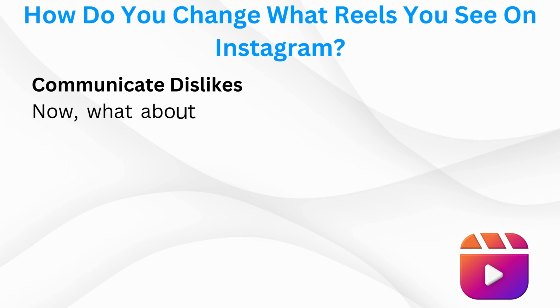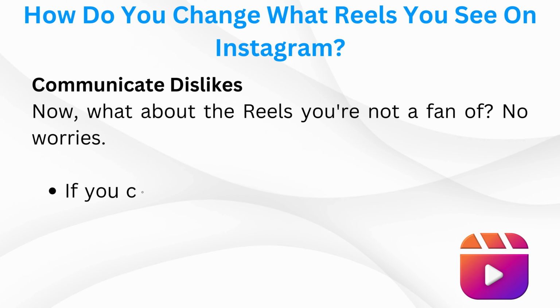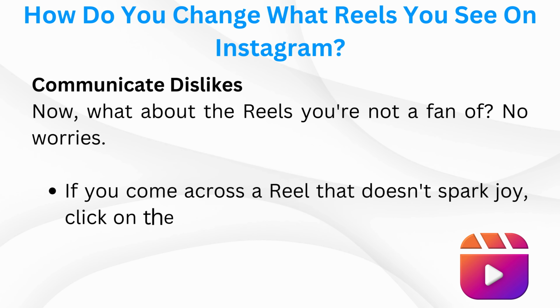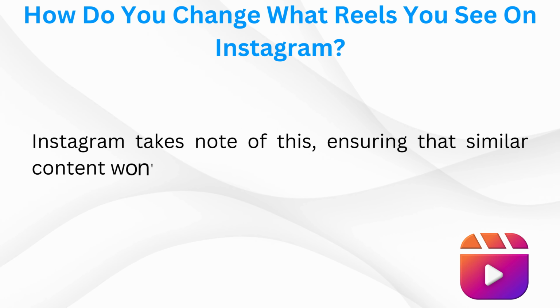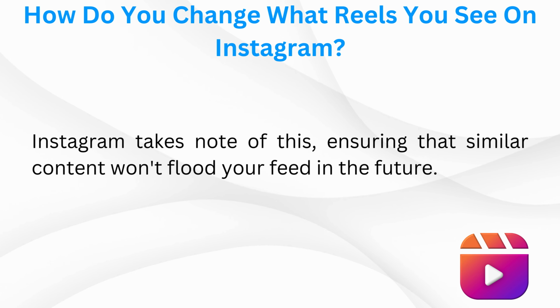2. Communicate dislikes. Now, what about the reels you're not a fan of? No worries. If you come across a reel that doesn't spark joy, click on the 3 dots in the bottom left corner and hit Not Interested. Instagram takes note of this, ensuring that similar content won't flood your feed in the future.